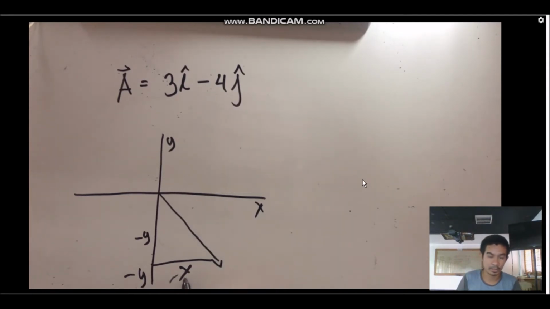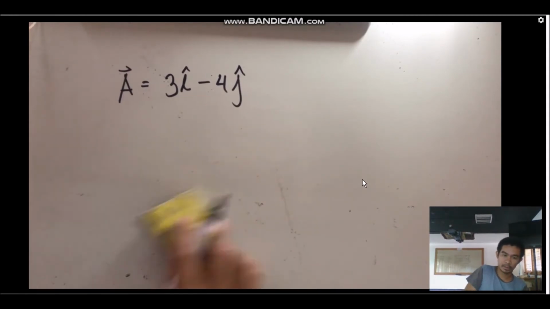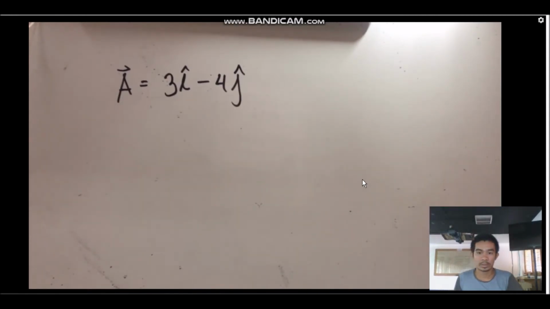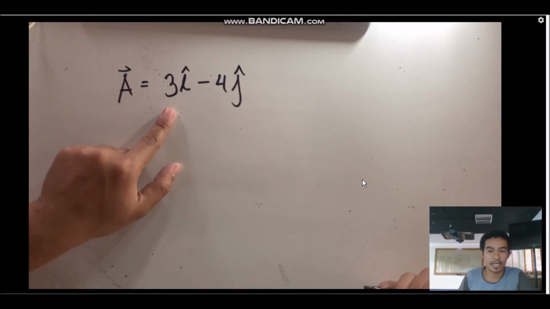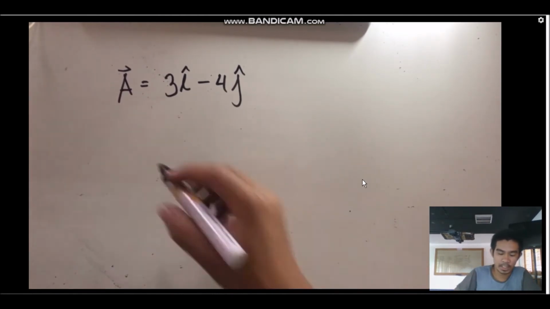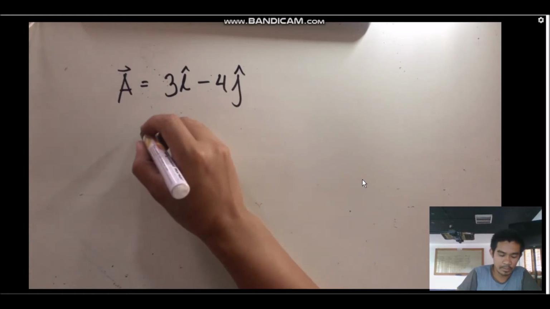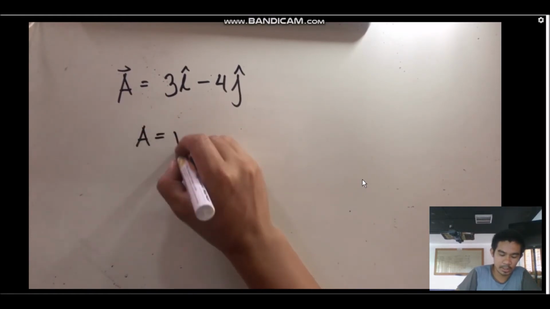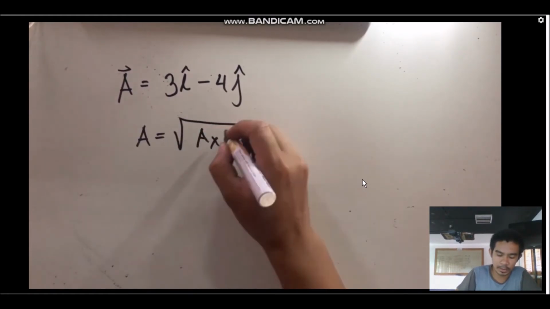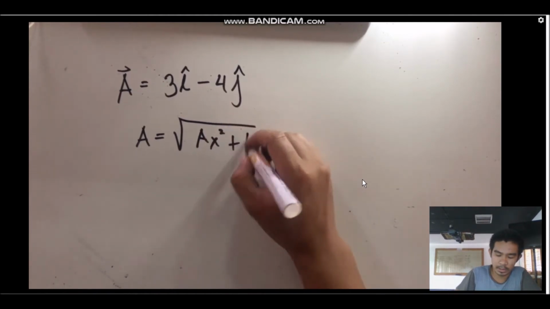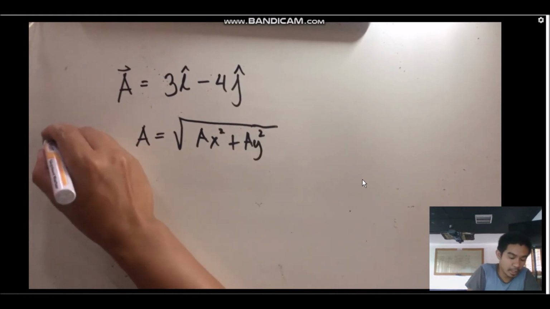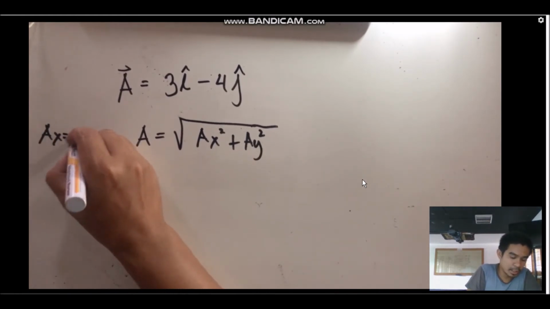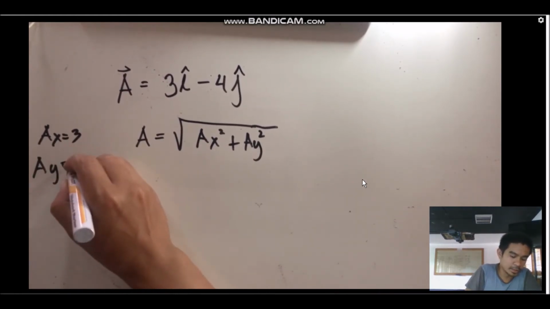So this is the x component. So let us express this vector in terms of magnitude and direction. We know the magnitude is the square root of the x component squared plus the square of the y component. So A of x is 3, A of y is negative 4.